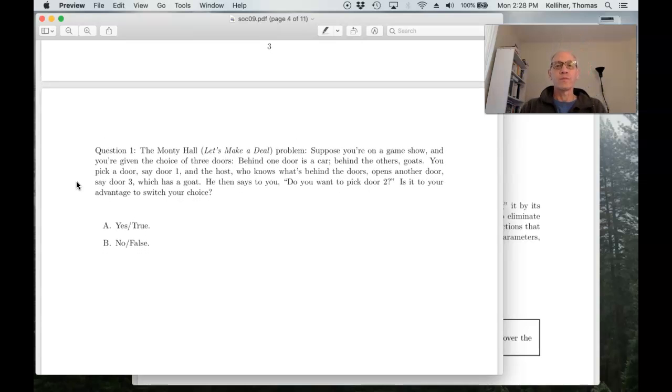All right, question 1. You have an opportunity to win a car or a goat. Not that there's anything wrong with goats. I know some people might prefer goats to cars. So let's make a deal. 3 doors were shown. One was a car, the others goats. The contestant got to pick a door, and then Monte Hall would open one of the other doors showing a goat. But then the question here is, you're given the choice to change to the third door. Should you or shouldn't you?